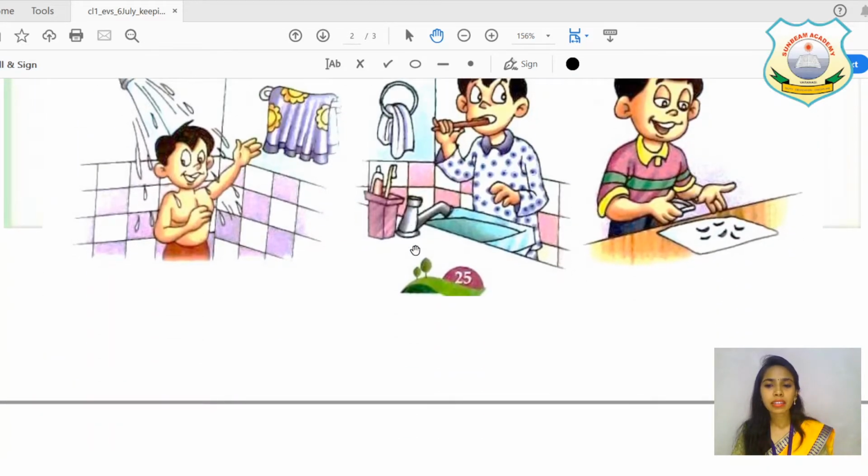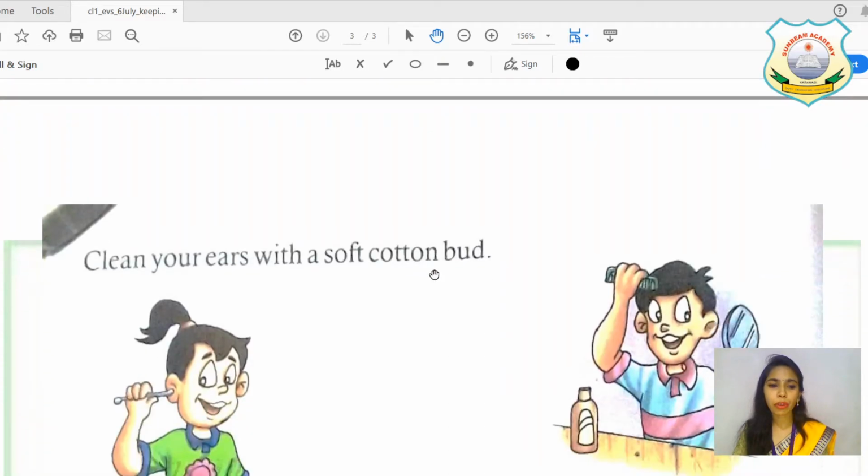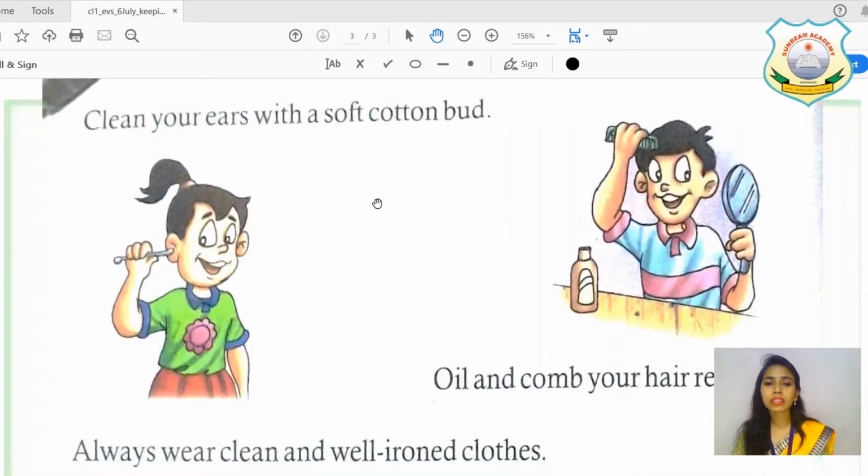Now, let's learn about the next point. Clean your ears with a soft cotton bud. You should always use soft cotton bud to clean your ears. But do not do it on your own. When you feel that there's a lot of wax in your ear, you can ask your elders, your mama, your papa, or any elder person to clean it off with a cotton bud. Do not poke anything inside your ear.